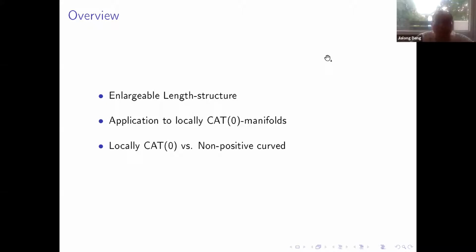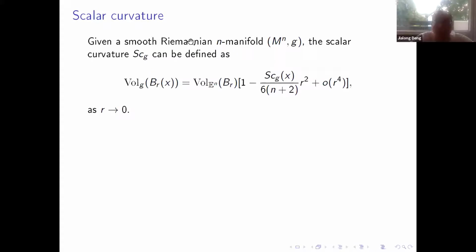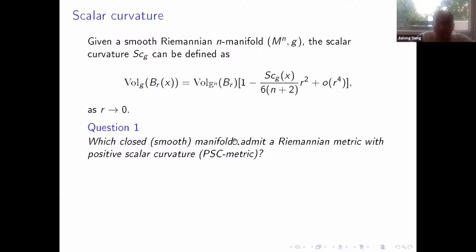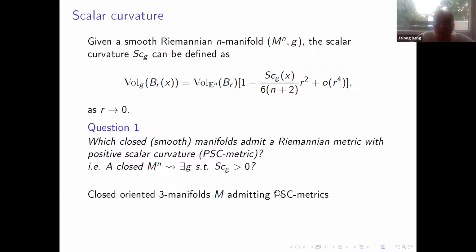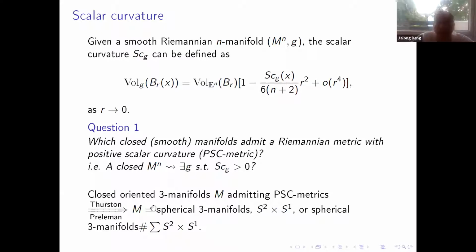First I should recall what scalar curvature is. Given a smooth Riemannian manifold, we can write the volume of the r-ball, and the scalar curvature appears there. So the question is: which closed manifolds admit positive scalar curvature? In dimension three, by Perelman, we know that the manifold must be a spherical three-manifold, S2 times S1, or a connected sum of these. In dimension two, the sectional curvature is the scalar curvature.